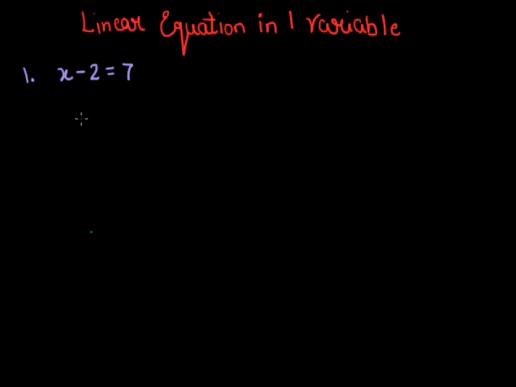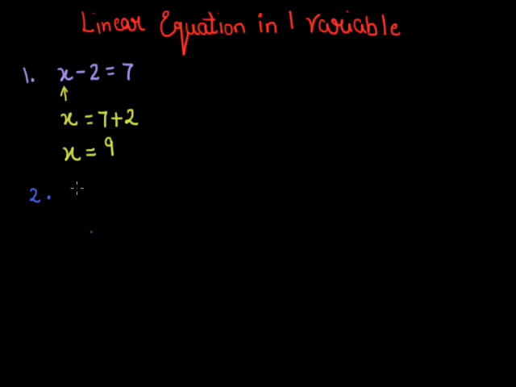In these types of questions, we keep the variables on one side and the constants on the other side. Here x is the variable and 2 is the constant, so we keep x on one side and take the constant minus 2 to the other side. When we move minus 2 to the right-hand side, it becomes plus 2, so 7 plus 2, x is equal to 9. So we keep the variables on one side and the constants on the other side, and solving x minus 2 equals 7, x becomes 9.